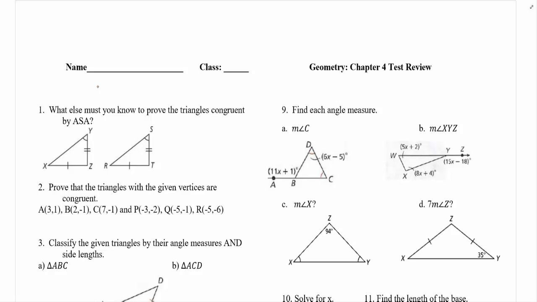Okay? So with that being said, I'm going to go ahead and get started with number one. So number one, it says, what else must you know to prove the triangles are congruent by angle, side, angle? So if I'm going to use angle, side, angle, I need to look at first what I have. Well, I have an angle and a side and then another side. So I have an angle, side, side relationship.